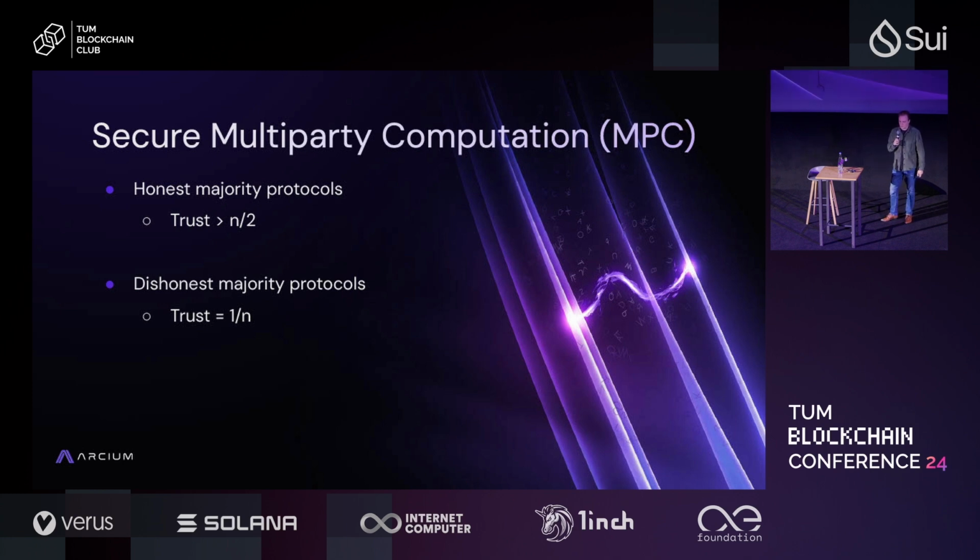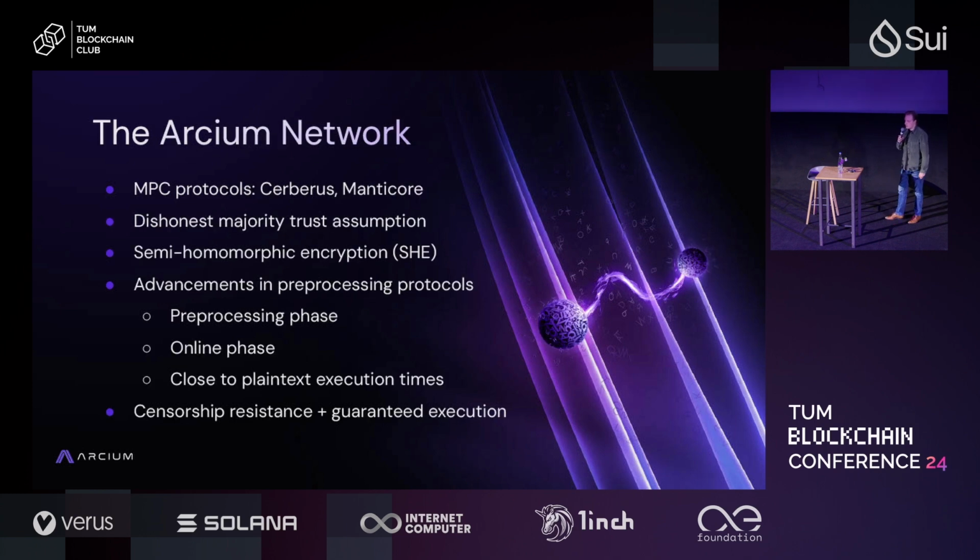And so the way we implement that is in the Arcium network, and we have basically at the moment two MPC protocols at Arcium, Cerberus and Manticore. And we have the dishonest majority trust assumption, and under the hood what we utilize is so-called semi-homomorphic encryption. So using semi-homomorphic encryption essentially means we just use a subset of operations from FHE, those that are efficient, and for the very inefficient operations what we do instead is we make use of recent advancements in pre-processing MPC protocols, which split computations in two phases, a computation and input independent pre-processing phase and an online phase.